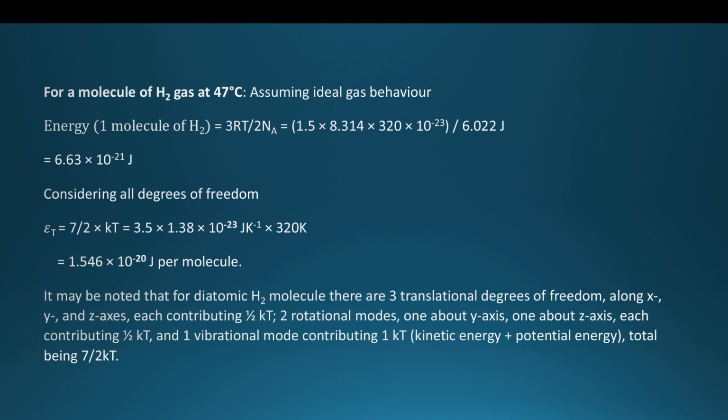It may be noted that for a diatomic H2 molecule, there are 3 translational degrees of freedom along X, Y, and Z axis, each contributing half kT. There are 2 rotational degrees of freedom, one about the Y axis and one about the Z axis, each contributing half kT, and one vibrational mode contributing 1 kT. So the sum comes out to be 7/2 kT per molecule.